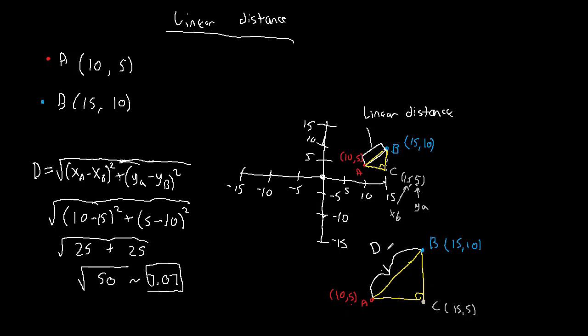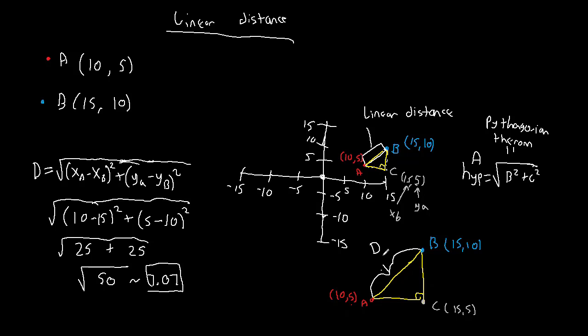this was D. Now, looking at it from this perspective, you'll notice that D is the hypotenuse of the right triangle ABC. Okay? So what do we know about the hypotenuse? We know that the hypotenuse is equal to A squared plus B squared, right? A, B, C. This is the Pythagorean theorem.